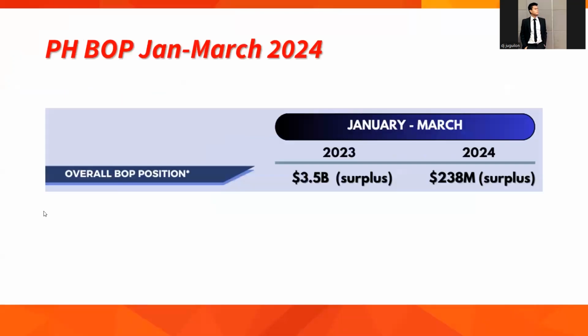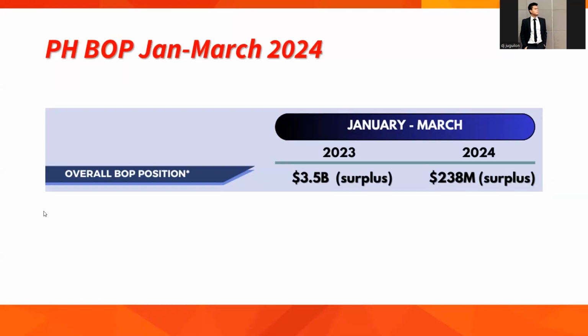Now, let's talk about the balance of payments of the Philippines for its first quarter. As you can see here, the overall BOP position is a 238 million surplus for the year 2024. Initially you might be saying, wow, that is a good amount because it's still a surplus. But comparing it with the same quarter of the previous year, which was 3.5 billion, we have a very big decline in our BOP position.